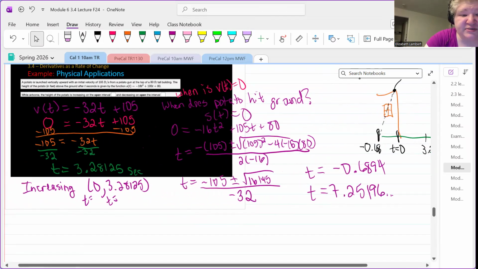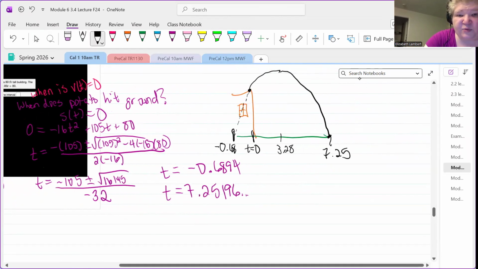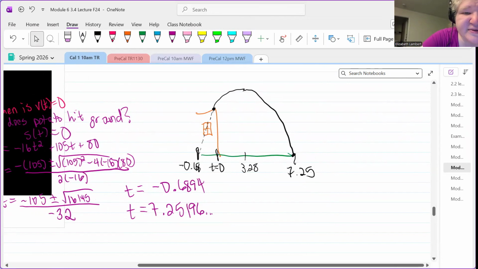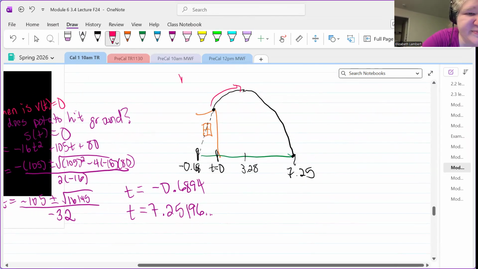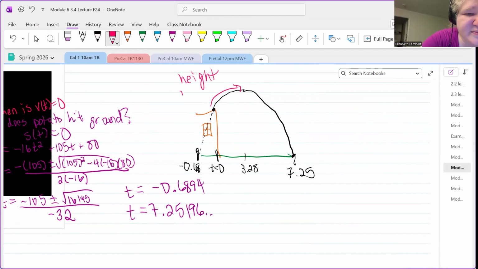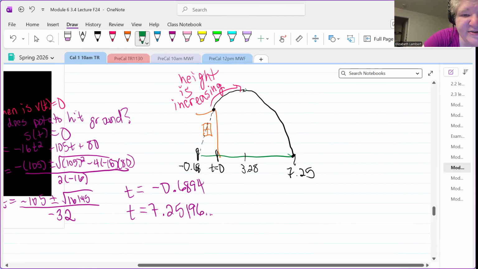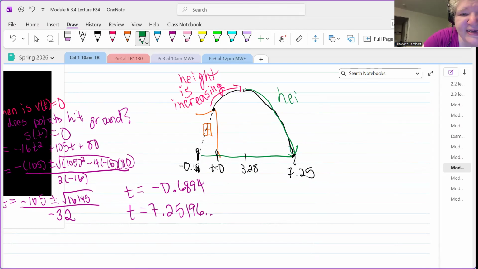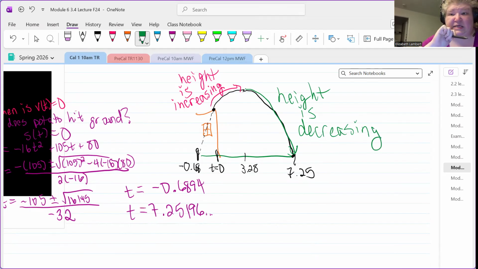So to answer our question, it's increasing from 0 to the 3.28. So let me write that in the graph. This is where the height is increasing. And then on the other side, this is where the height is decreasing. We could also say the height is increasing when the velocity is positive, and the height is decreasing when the velocity is negative.